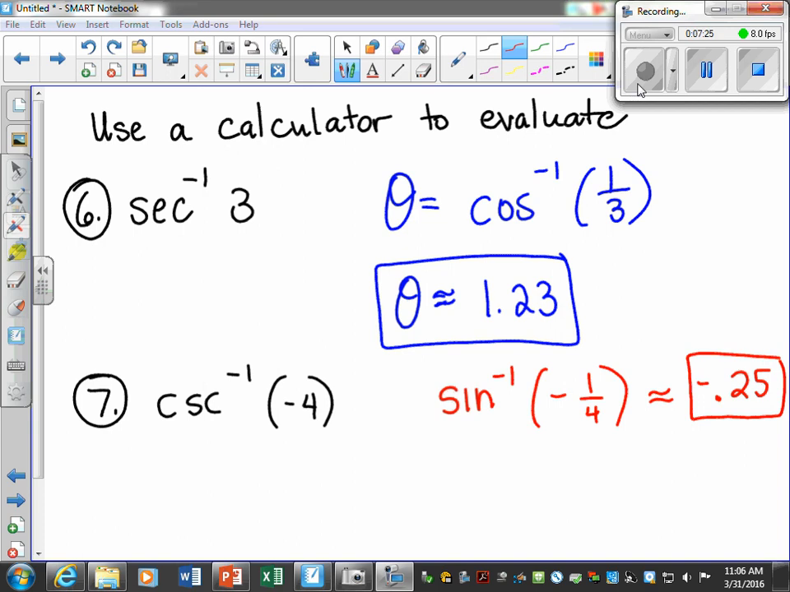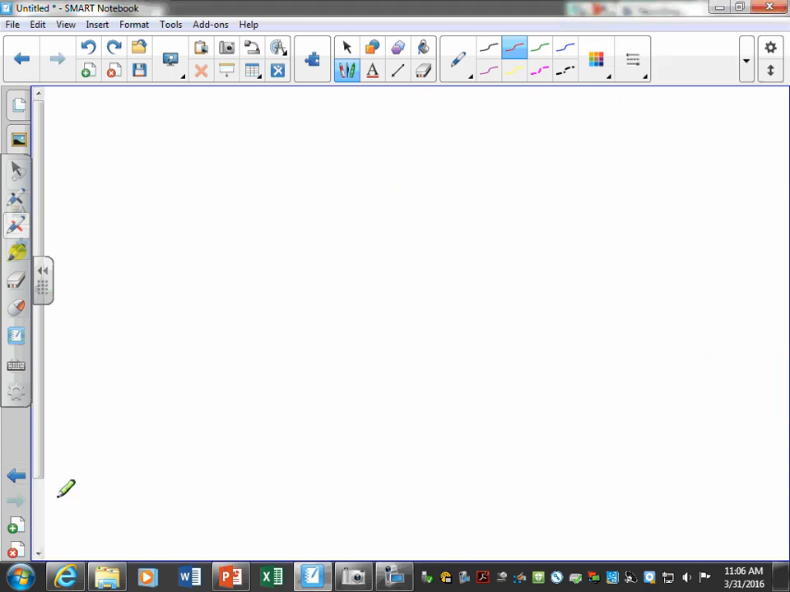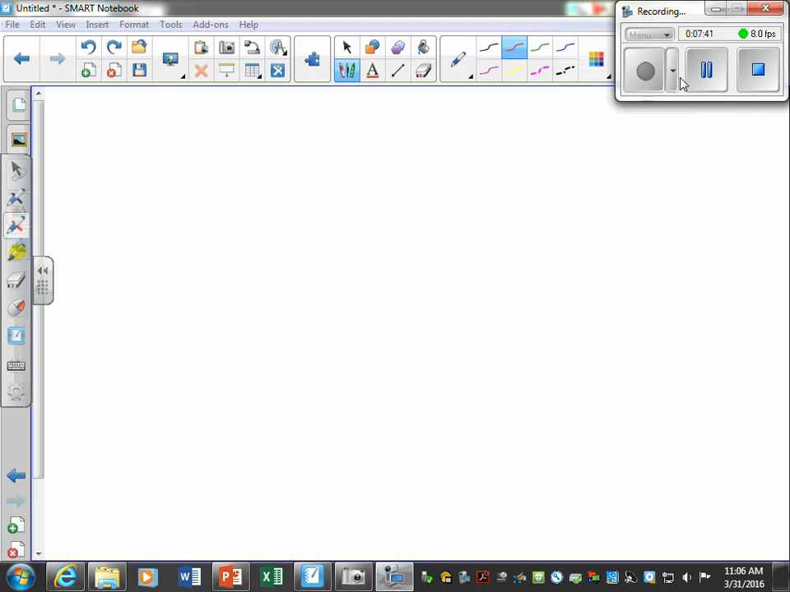Now, what's real important to note is that these have the same regions, like I said, except for the restriction. This is in the top portion of our graph, this is in the right, this is in the right. But let's look at this next example. Cotangent inverse of 1/2.